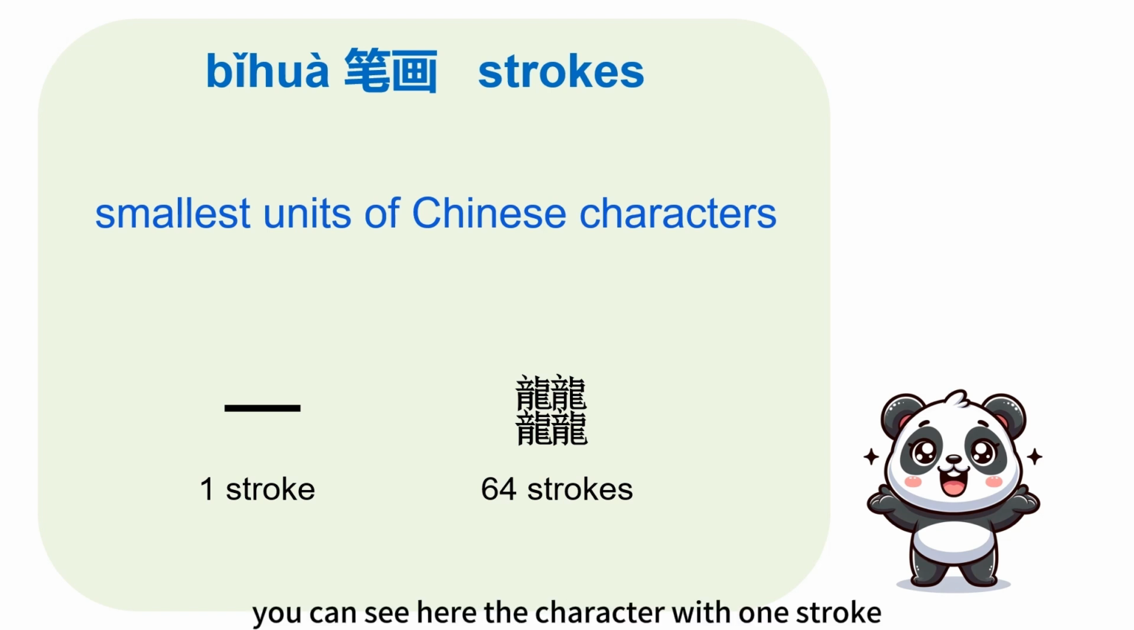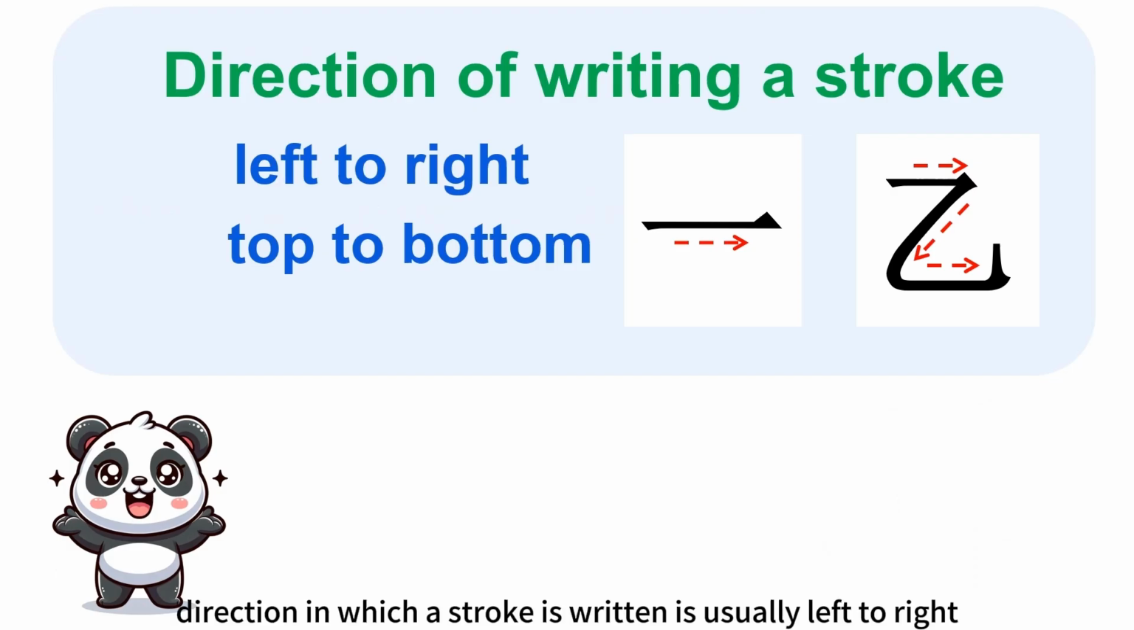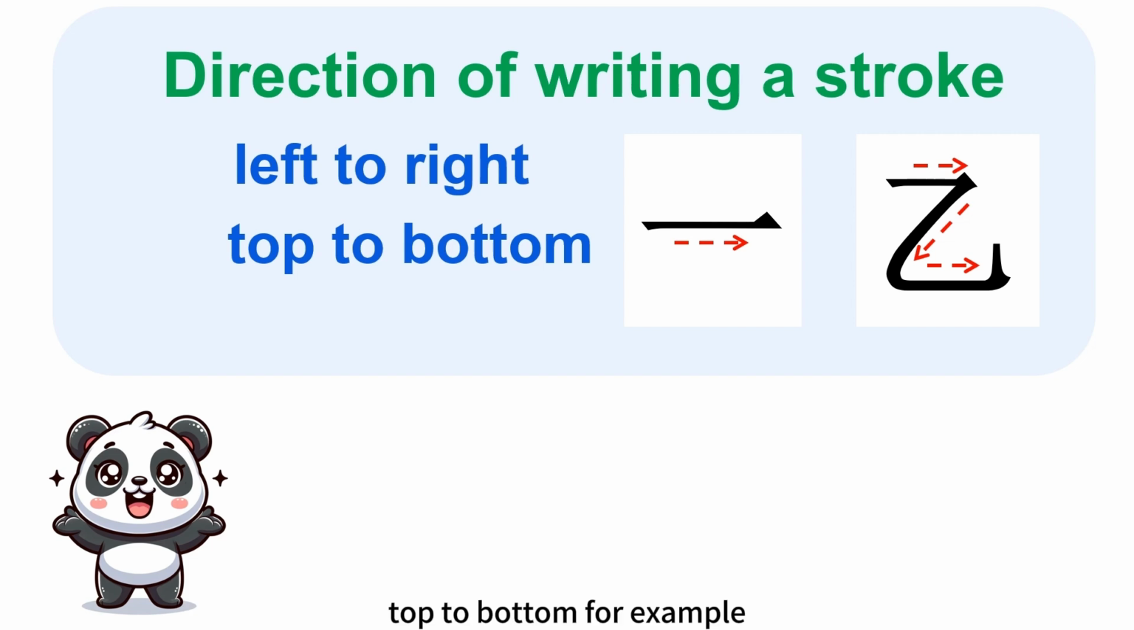Usually, the more strokes a character has, the more complicated it is. You can see here the character with one stroke and the character with 64 strokes, how different their writings are. The direction in which a stroke is written is usually left to right, top to bottom. For example, the two strokes here are written horizontally from left to right and vertically from top to bottom. In this video, we will talk about the most frequently used strokes in Chinese written characters.